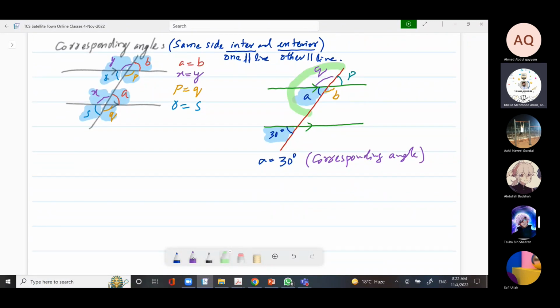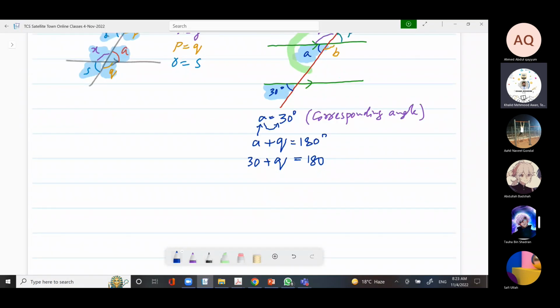So it means A plus Q will make up 180 degrees. But we know A's value. Sir, 30 plus Q is equal to 180. So 30 plus what will make 180? Sir, 30 plus 150. Yes, that is 150. You are perfectly right. Because 30 plus 150 is 180. So now Q is 150.